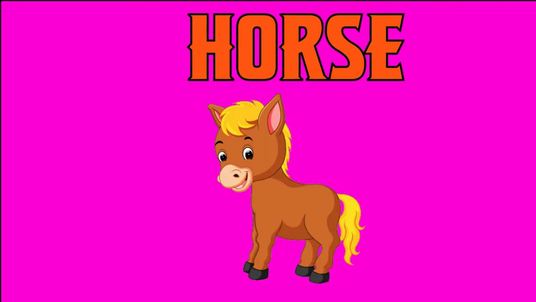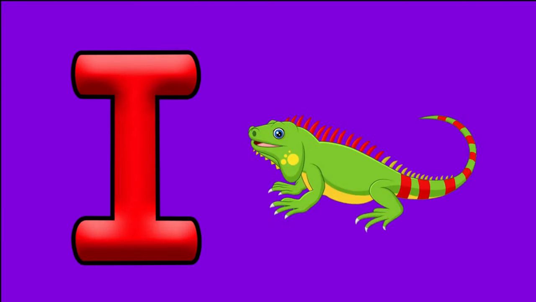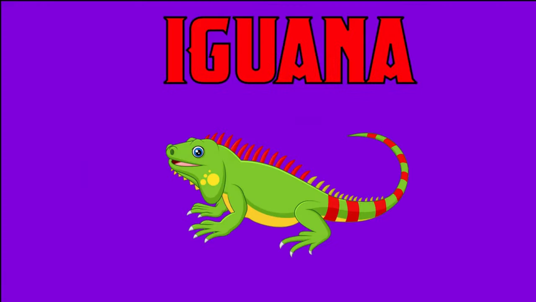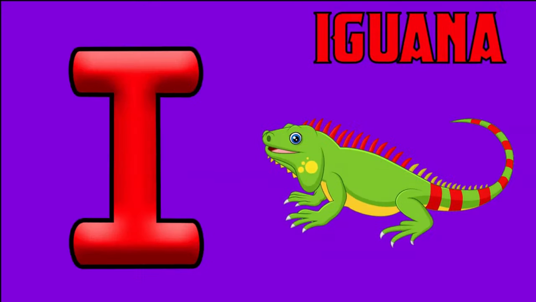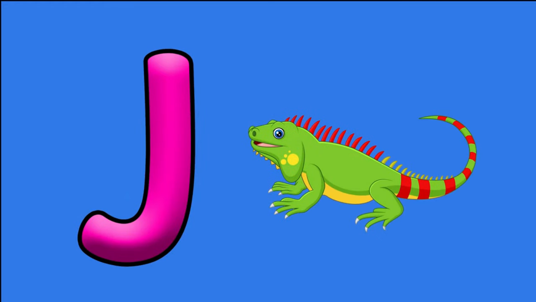H is for horse. H, h, horse. I is for iguana. E, e, iguana. J is for jellyfish. J, j, jellyfish.